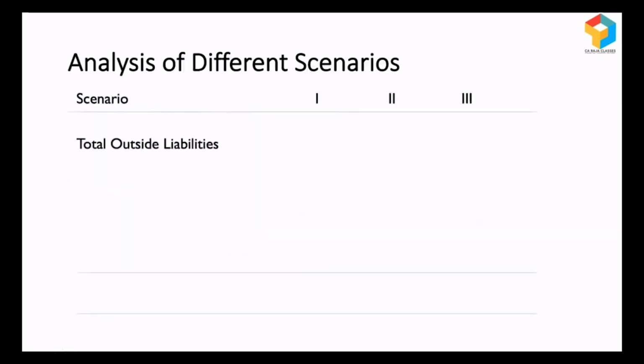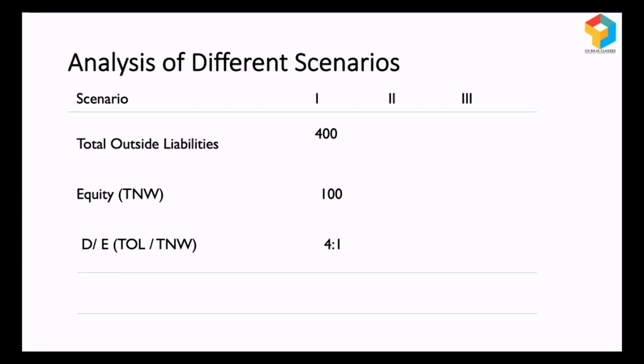Scenario 1, we have already calculated outside liabilities is 400 and owner's contribution equity is 100, and debt equity is 400 by 100, and we get it as 4, and I'm expressing it as 4:1. It means for every 1 rupee contributed by the owner, this business has borrowed 4 rupees. I repeat, for every 1 rupee contributed by the owner, this business has borrowed 4 rupees.